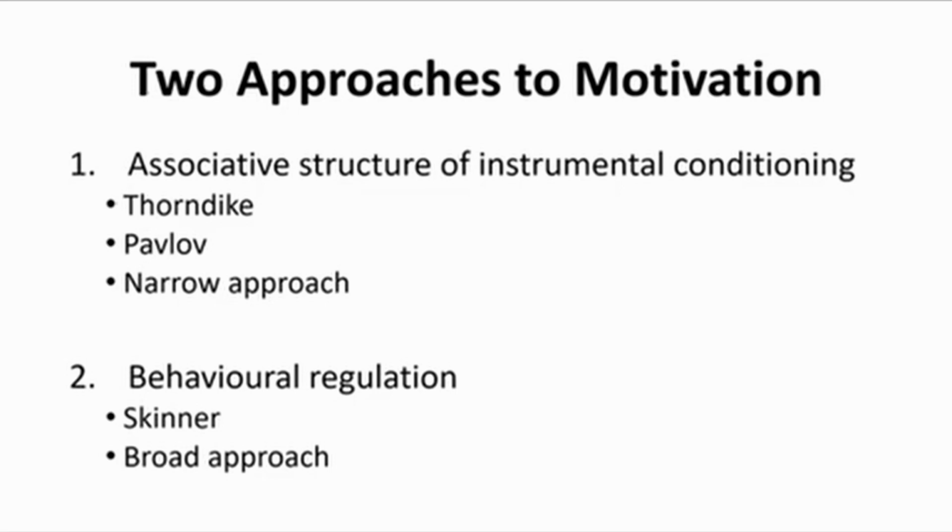These are two radically different approaches to understanding why instrumental conditioning occurs. The first of which, the associative structures approach, is what we would consider a molecular theory because it's focusing on the immediate, short-term, one trial at a time scenario, whereas the concept of behavioral regulation is going to be a more molar approach, meaning it's taking that step back and looking at the big picture.